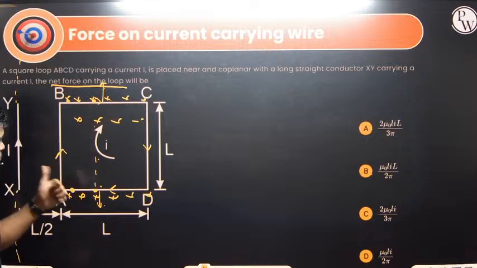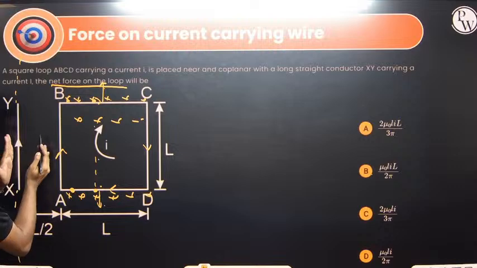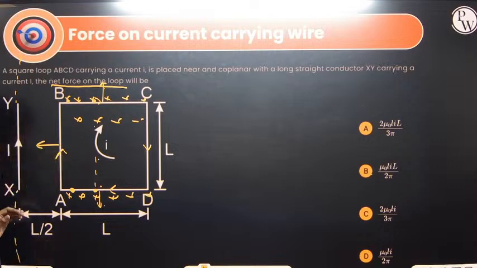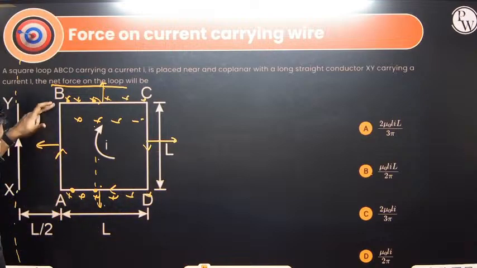So this force and this force will cancel. The remaining two forces, this one and this one, will attract each other like this, and this one and this one will repel each other like this. That's what we have to calculate. What is the length of this?